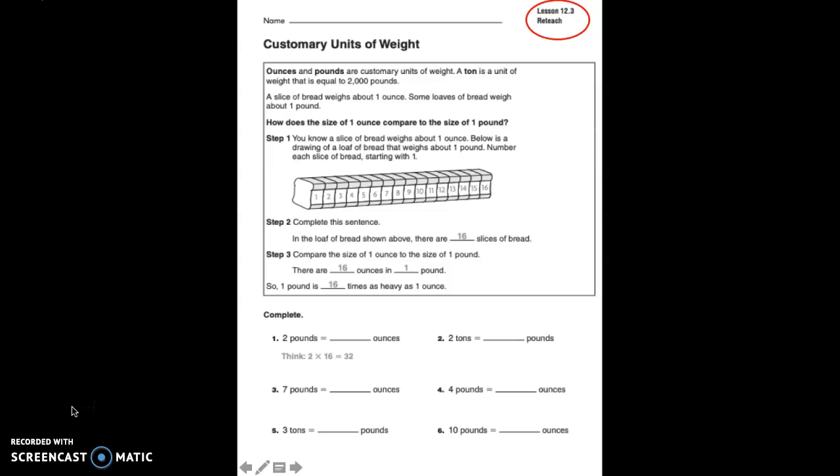Hi boys and girls, today we're going to be working on lesson 12.3, Customary Units of Weight. And when we think of weight, we think of a scale and how heavy something is. Ounces and pounds are customary units of weight. So, in other words, we measure weight by using ounces and pounds. A ton is a unit of weight that is equal to 2,000 pounds.